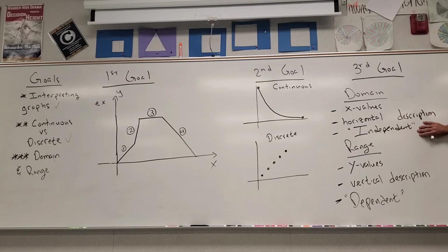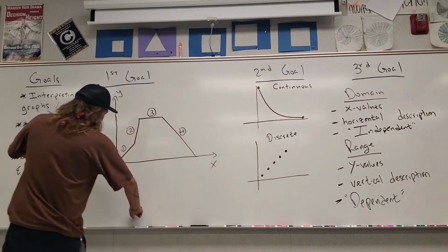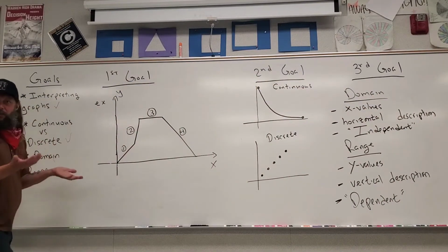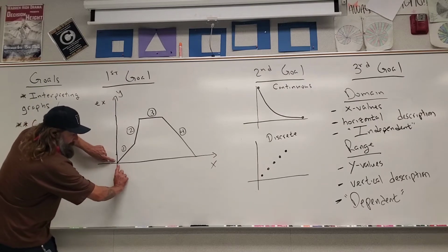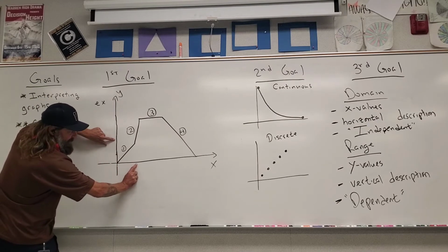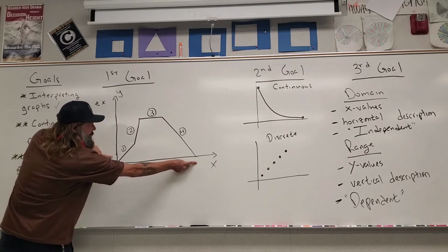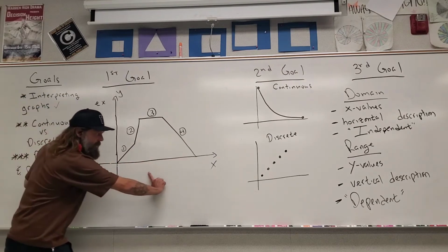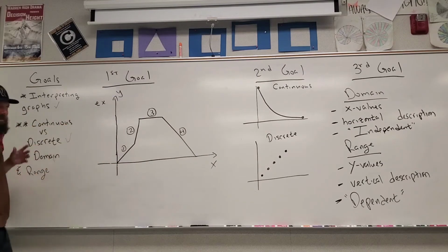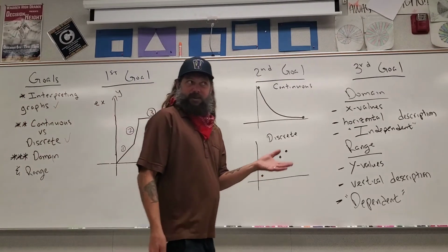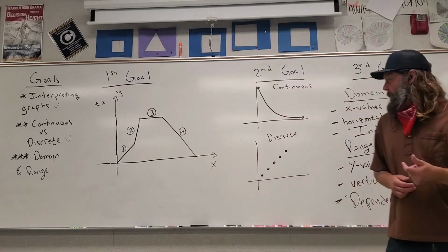these the independent values. Range are the Y values. It's a vertical description, and it's the dependent values. Sorry about that. These are the dependent values. So back to our graph, let me talk about the difference between independent and dependent. Depending on where my X value was, that determined how my Y value was behaving, right? So the X value is controlling the Y value. That's what independent and dependent means. The Y value depends on the X value.